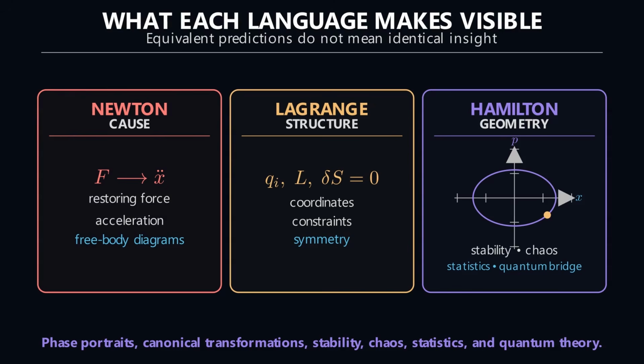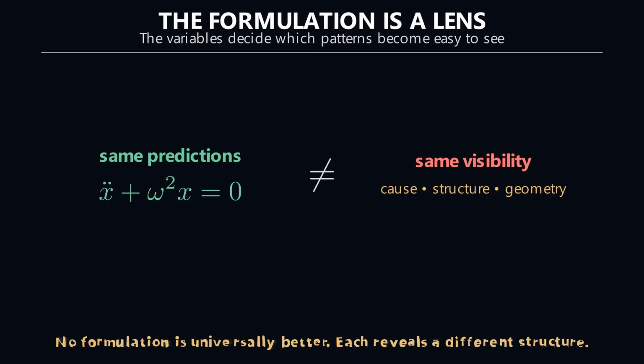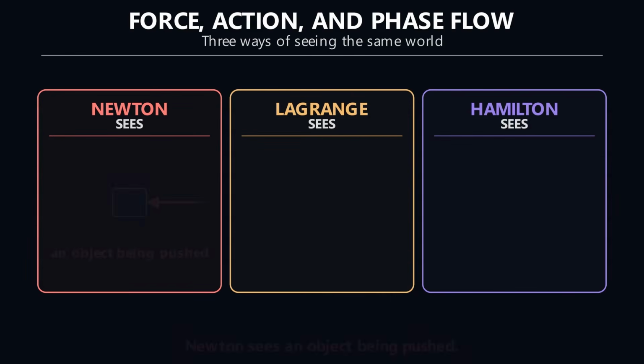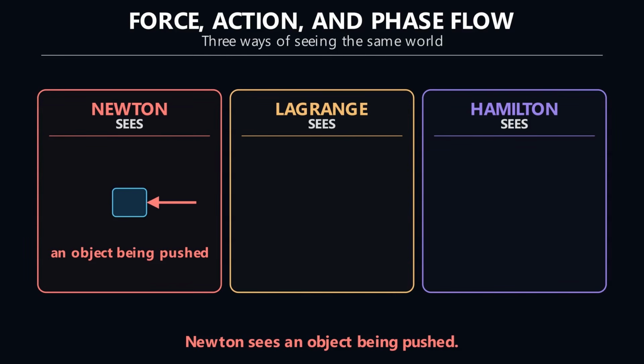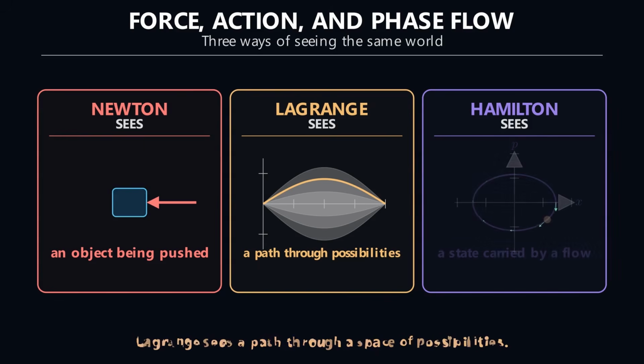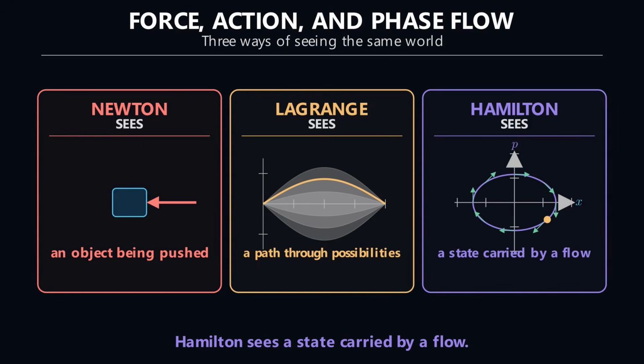So there is no universal winner. For a basic spring, Newton is probably the fastest. For another problem, Lagrange or Hamilton may make the setup much easier. The best choice depends on what we are trying to calculate. Newton asks, what forces act on the object? Lagrange asks, can I write the difference of the kinetic minus potential in useful coordinates? And then finally, Hamilton asks, how do position and momentum change together?